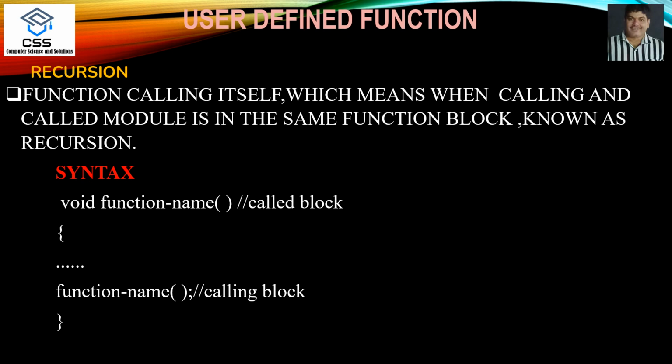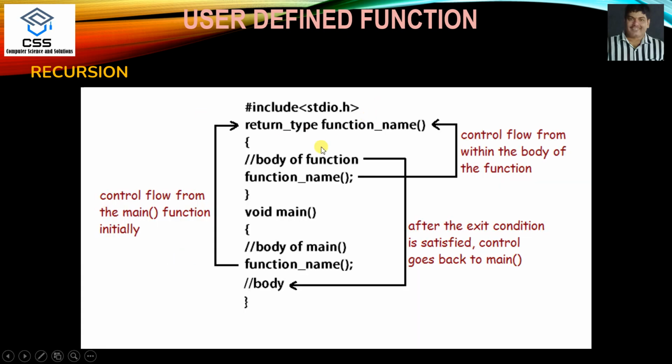Recursion means a function calling itself, which means the calling block and the called block will be in the same function block. See here, suppose you have written void function name. As there is no semicolon, this is the called block because a block of statements is to be written here. And if within this called block your calling block is written, suppose function name and semicolon, that is known as recursion, because by definition the calling block and called block are in the same function block. Now see another skeleton of recursion.